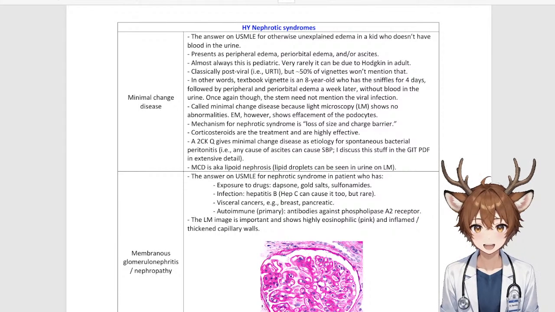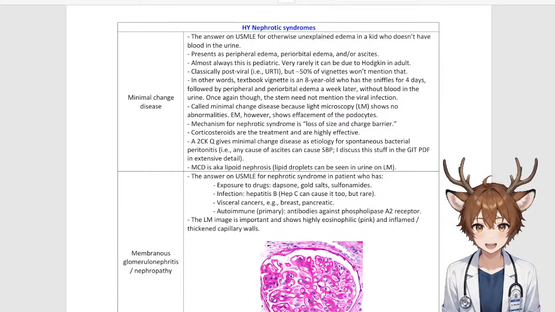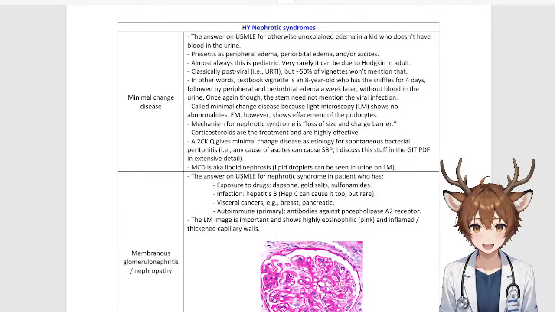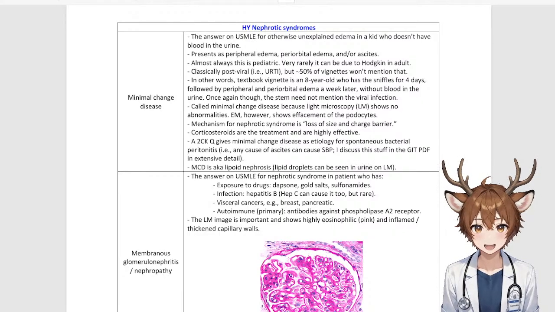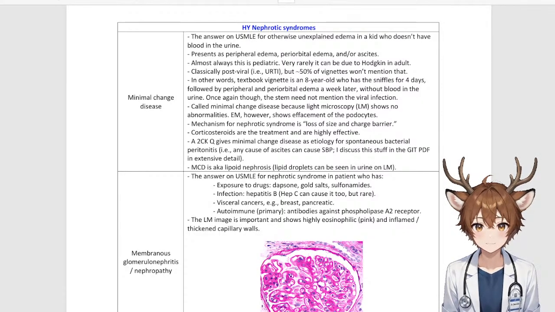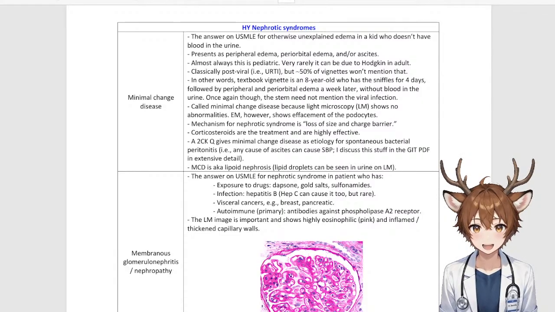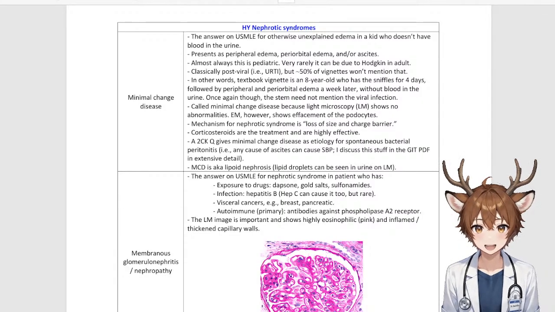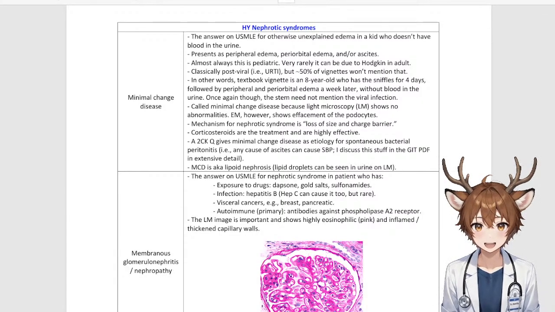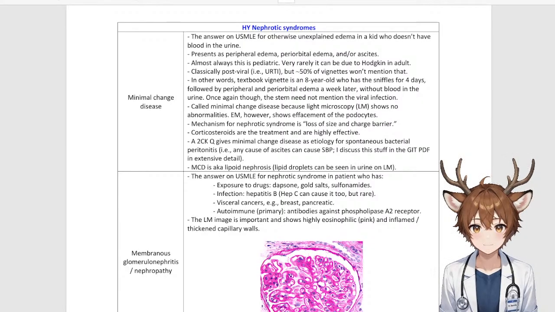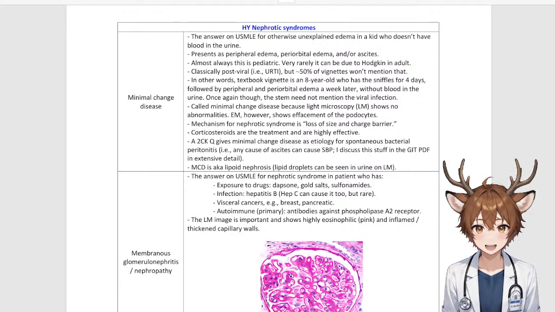Mechanism for nephrotic syndrome is loss of size and charge barrier. Corticosteroids are the treatment and are highly effective. A 2CK question gives minimal change disease as an etiology for spontaneous bacterial peritonitis. That is to say, any cause of ascites can cause the SBP.